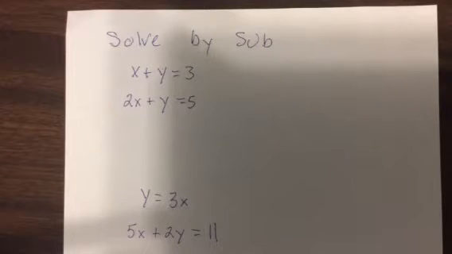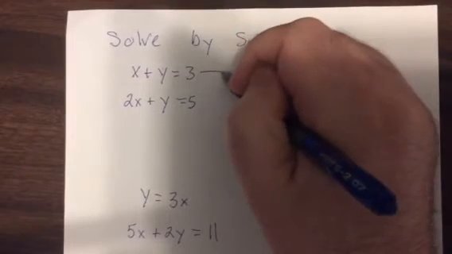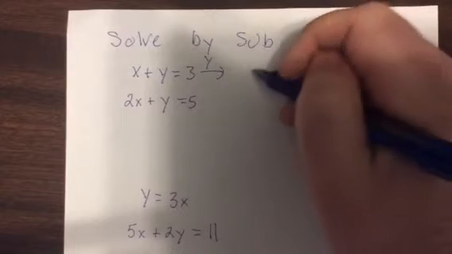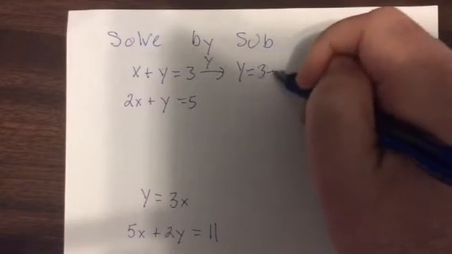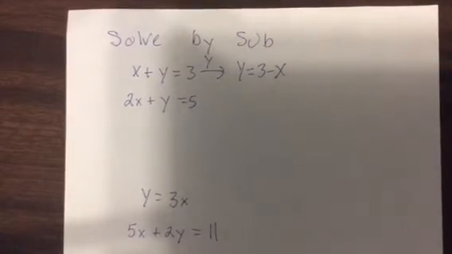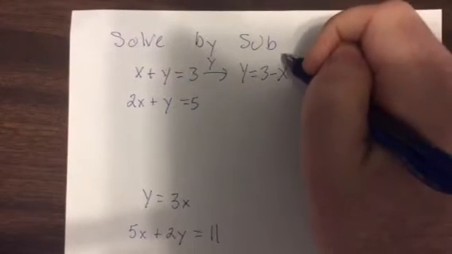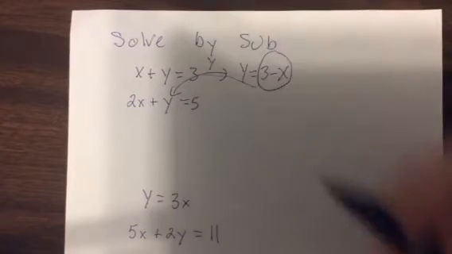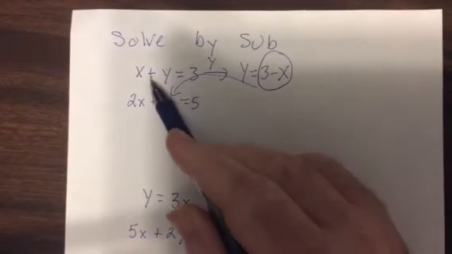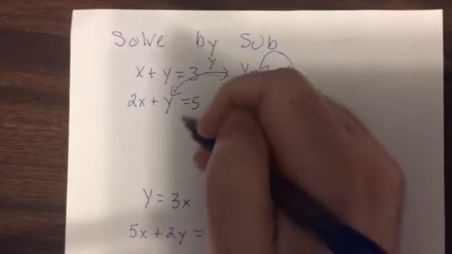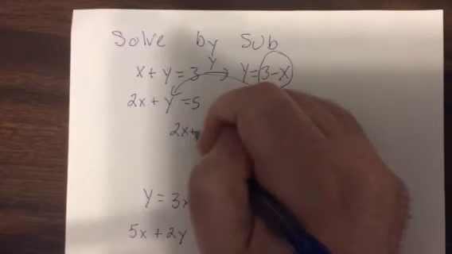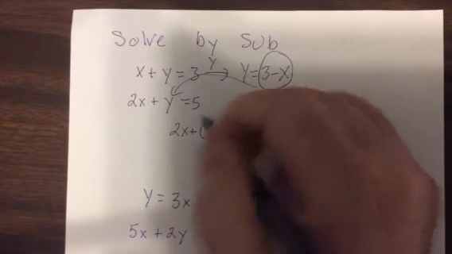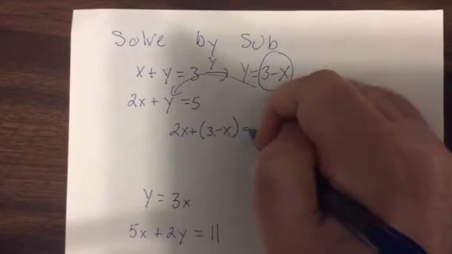So here we go. I'm going to solve for y. I'm going to subtract x, so I'd have y equals 3 minus x. Now here's the critical part, the dumb mistake you might make: put it into the other equation for y. If you put it in the same one, it's just going to give you garbage. So I'd have 2x plus 3 minus x, substituting in for y, equals 5.